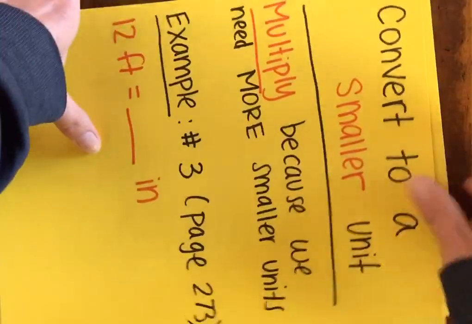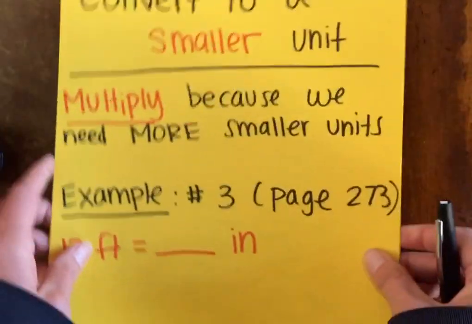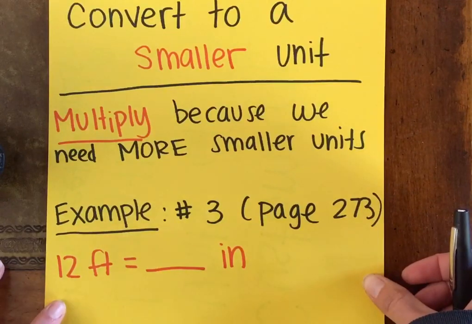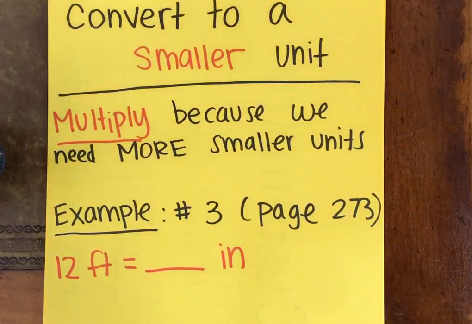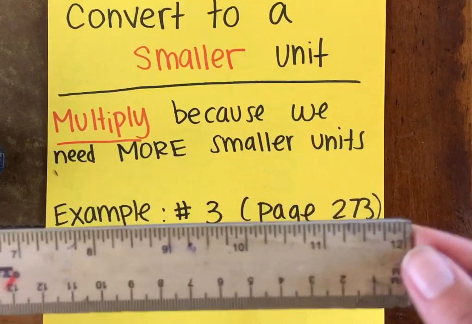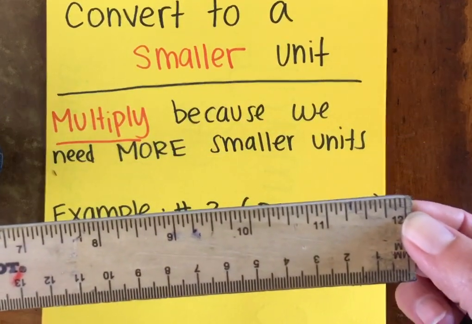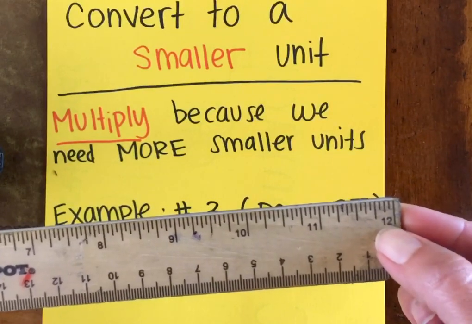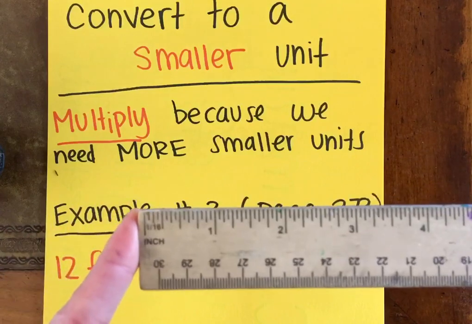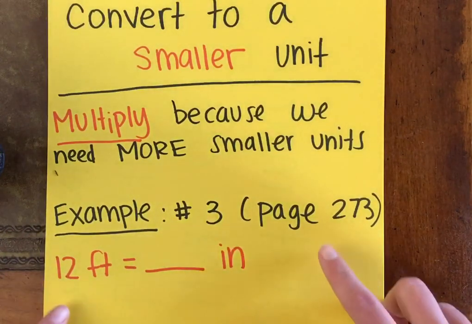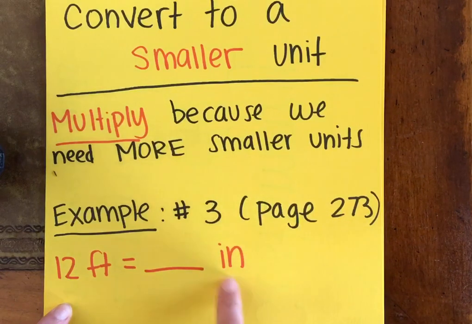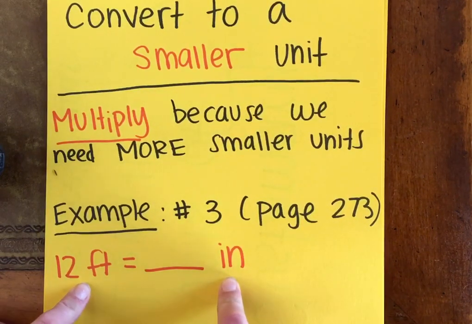If I want to convert from a larger unit to a smaller unit, I would multiply because we need more of those smaller units. For example, if I wanted to figure out how many inches were in a foot, I would multiply 1 foot times 12 because there are 12 inches in a foot, and the inches are a lot smaller. All right, so here's an example, number 3 on page 273 of your workbook for today. How many inches are in 12 feet?